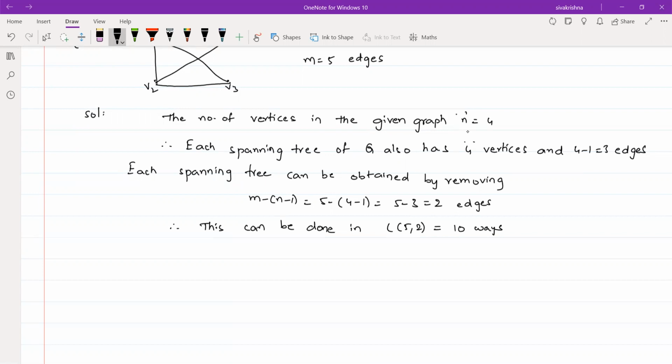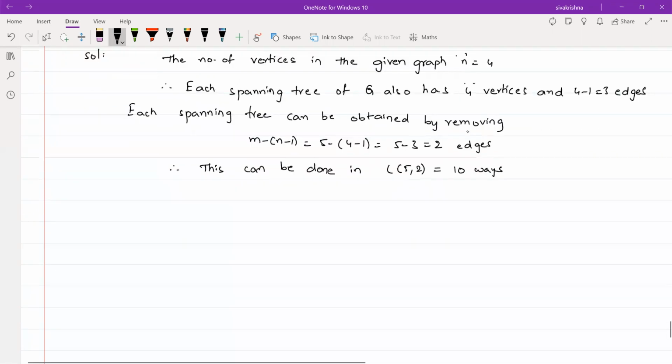So what is the meaning of this sentence? In 10 ways we can remove 2 edges from the given graph. Of these 10 ways, 2 of the ways lead to disconnecting the graph. Okay, I am writing that.